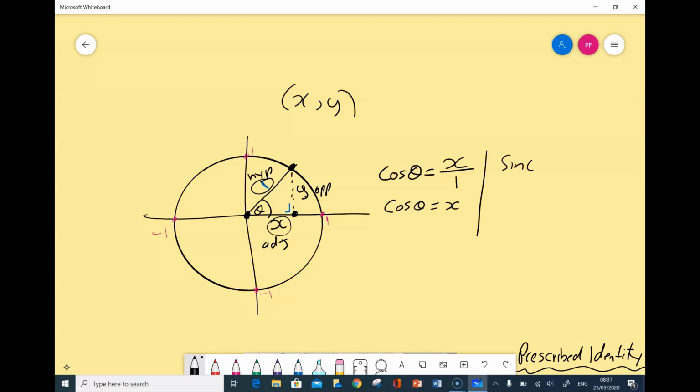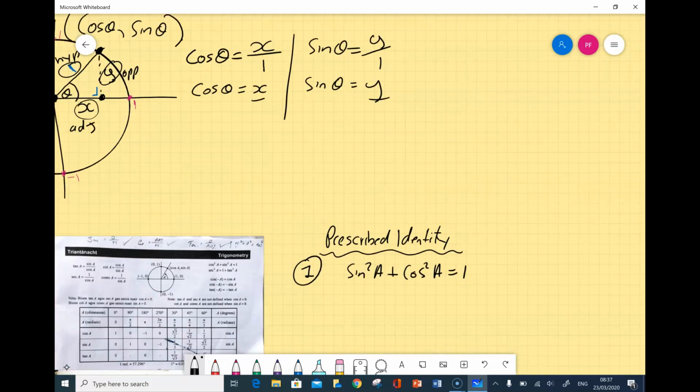Sine theta is opposite over hypotenuse. The opposite is y. The hypotenuse is 1. So sine theta is equal to y. So I've got x and I've got y. So my x and y coordinate is now cos theta, sine theta. Okay. So you're going to use that in the following proof.